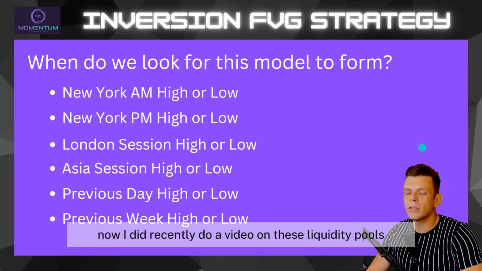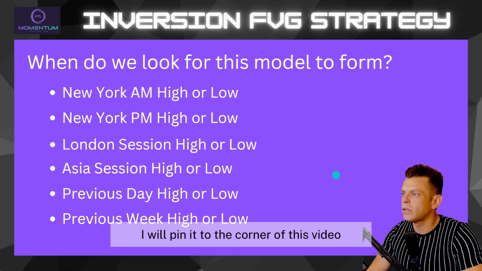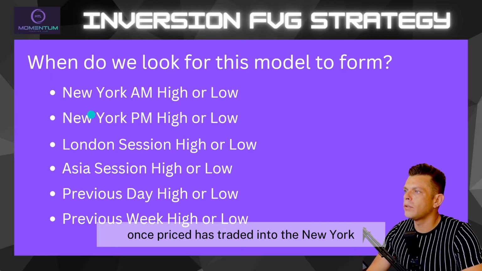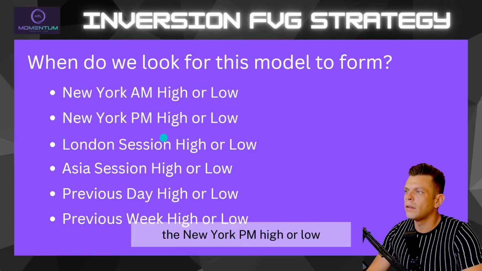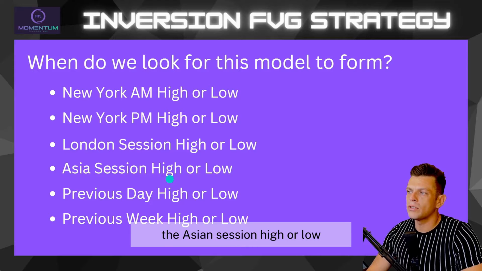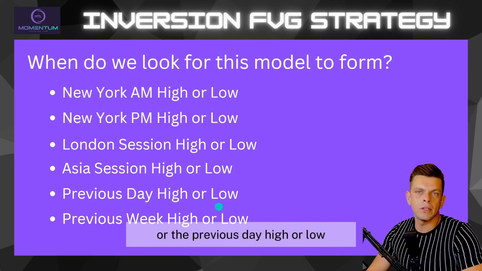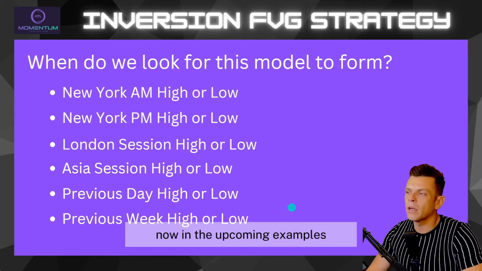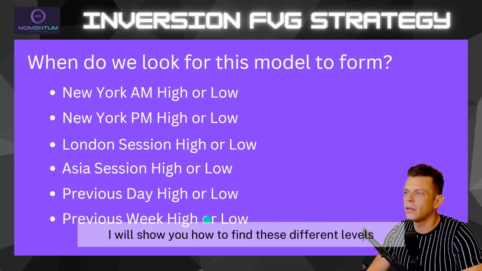Okay, so how do we find the actual liquidity pools? I did recently do a video on these liquidity pools. I'll pin it to the corner of this video. We look for this model to form once price has traded into the New York AM high or low, the New York PM high or low, the London session high or low, the Asian session high or low, or the previous day high or low, or the previous week high or low. In the upcoming examples, I will show you how to find these different levels.